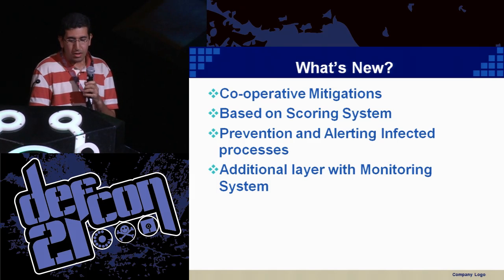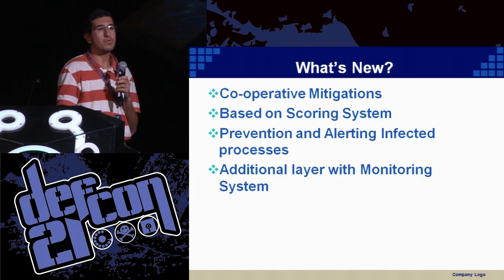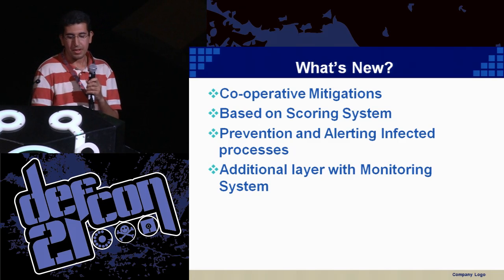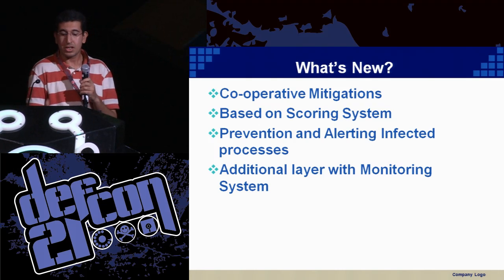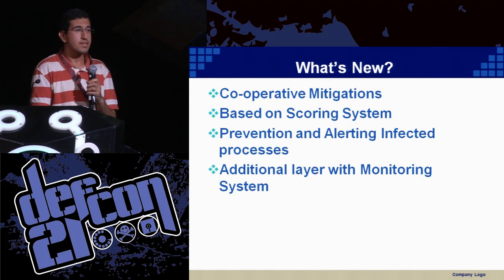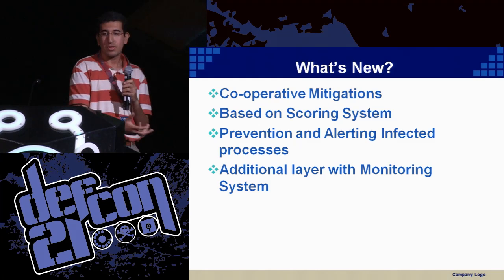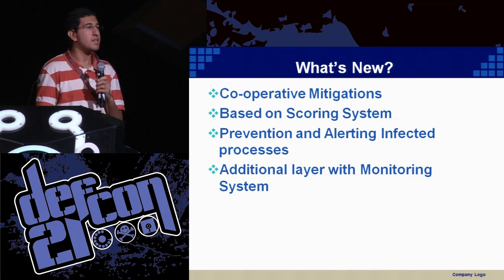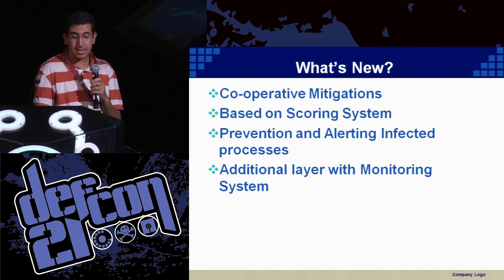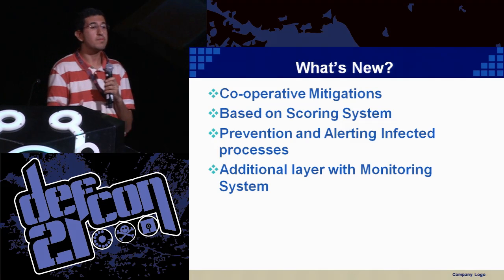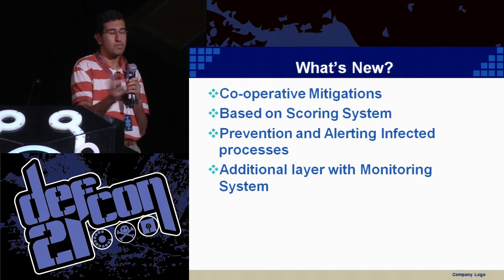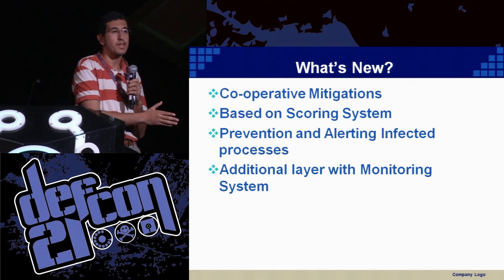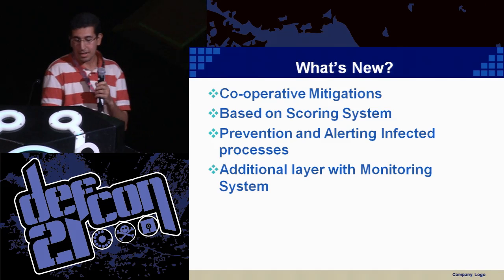Okay. So what new things do we have? We have cooperative mitigations, we'll talk about this. We have a scoring system, something more flexible to detect exploitation and so on. We have an additional layer of monitoring system, and we'll talk about it. It detects if something bypassed all mitigations and there is an attack already working. So it's another additional layer to secure.